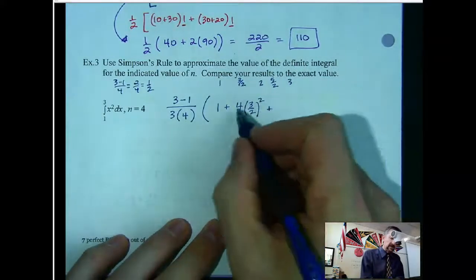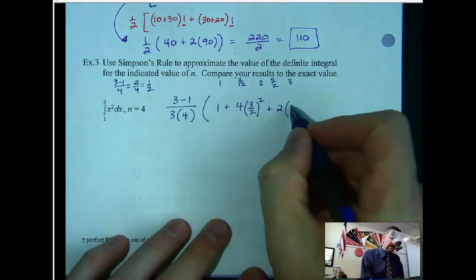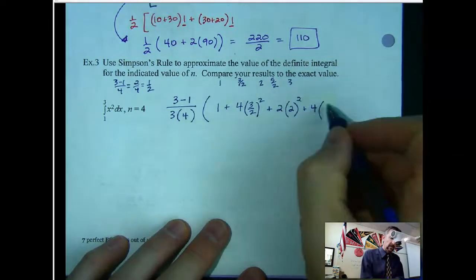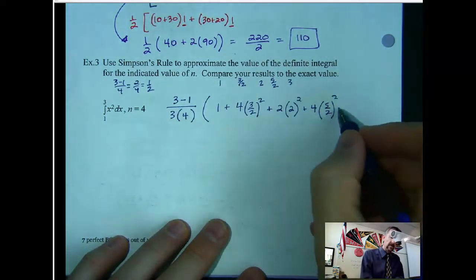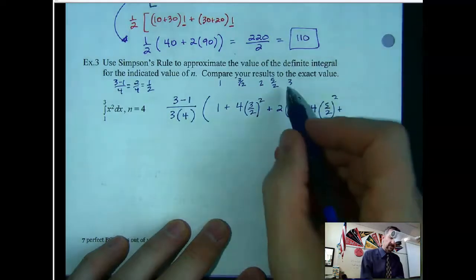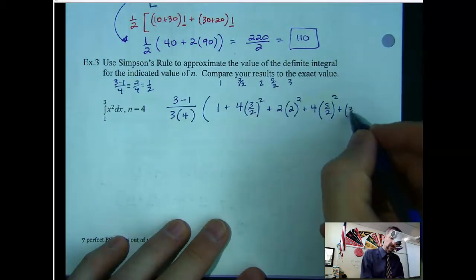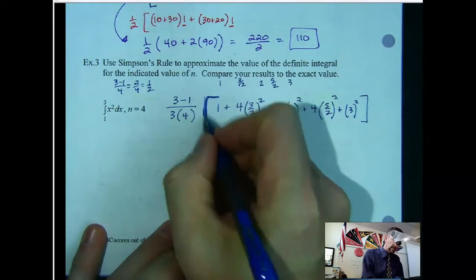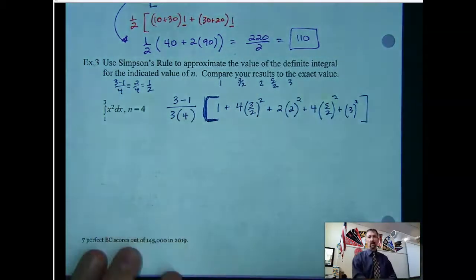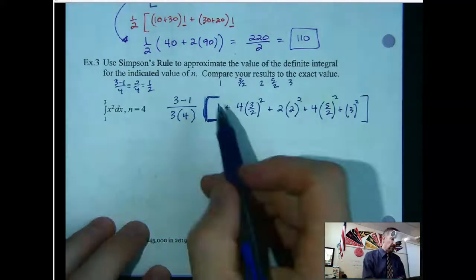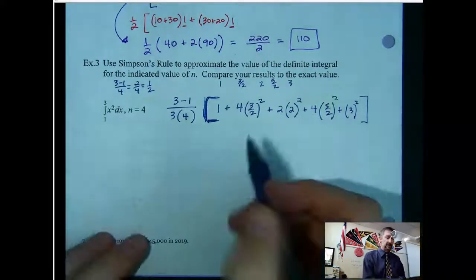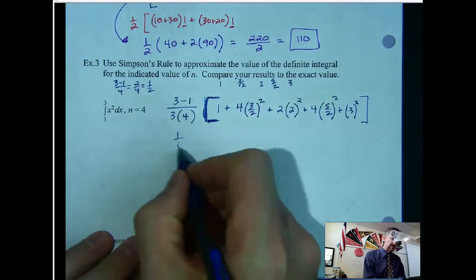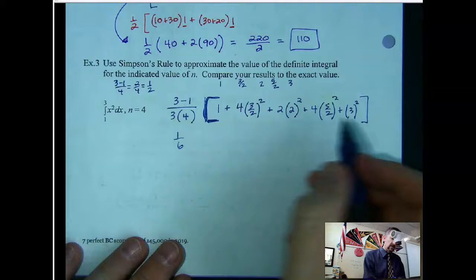So then we alternate 4 to 2, and now we're going to plug in 2, and then we go to 4 again. We're going to plug in 5/2, and then back down just to the function, and that's going to be at 3, so that's going to be 3 squared. So I could do this instead. Use a bracket. We could use parentheses there, just bracket helps set up the layers a little bit better. So that's going to be 1/6 again.